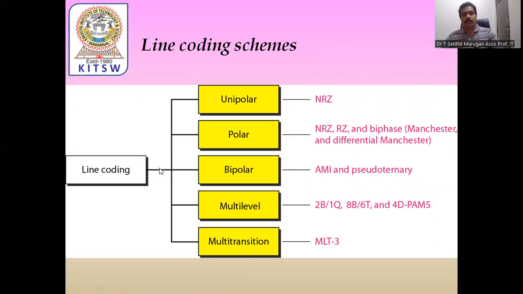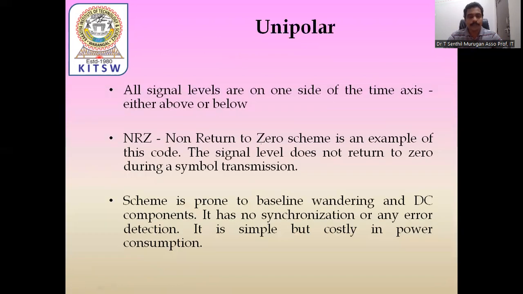We have five types of line coding techniques: unipolar, polar, bipolar, multi-level, and multi-transition. These are some methods under these techniques that we are going to discuss in this lecture. First we are going to discuss unipolar.